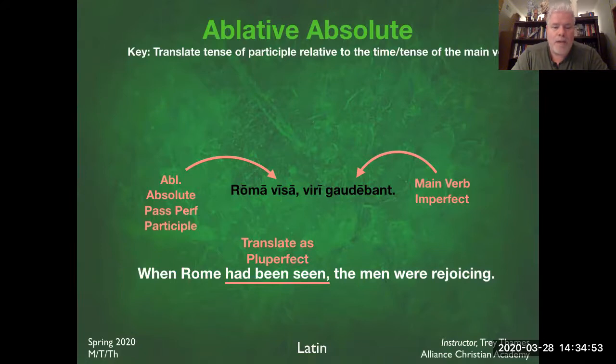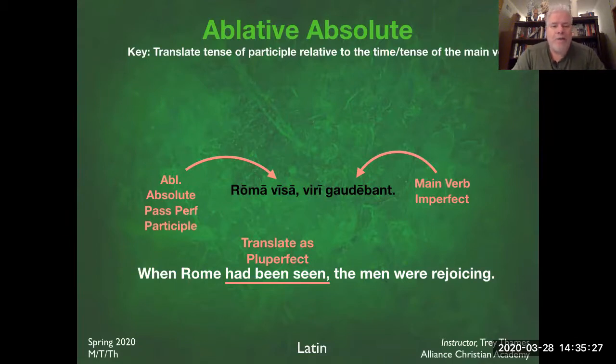You can see that Roma visa is using the passive perfect participle. The main verb is in the imperfect. So in other words, the main verb, imperfect, means it's happening in the past, right? Here's your timeline. But because the tense of the participle is in the perfect, that means it's before the past. So it's like the pluperfect. It happens before the action of the past. So if you remember, we translate that like it's pluperfect. So in other words, you would translate this with the proper tense: when Rome had been seen, the men were rejoicing.